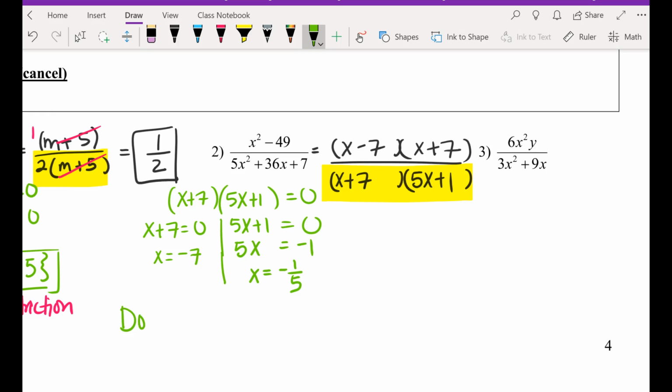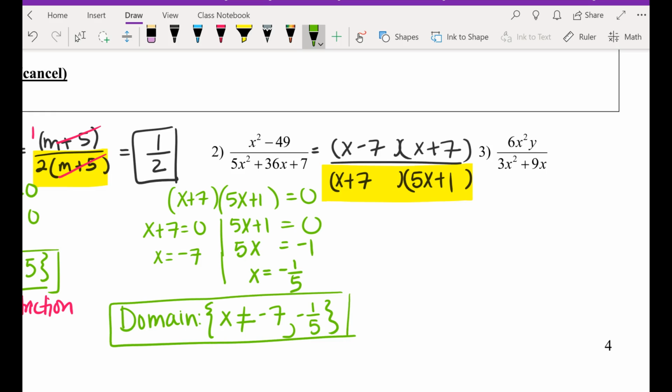Now we don't write the domain as x equals, right? What do you write? x cannot be. Would you guys agree? Because those are the values that we are excluding from our domain. x cannot be negative 7, and x cannot be negative 1/5. So that's the restriction. It didn't say it in your notes, but it wants you to do it.